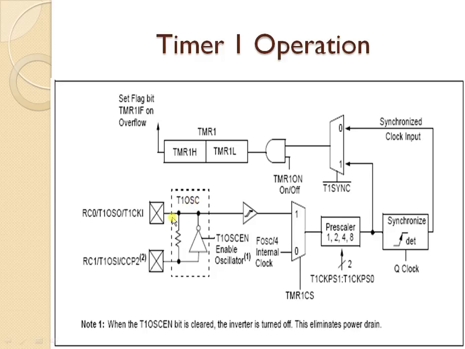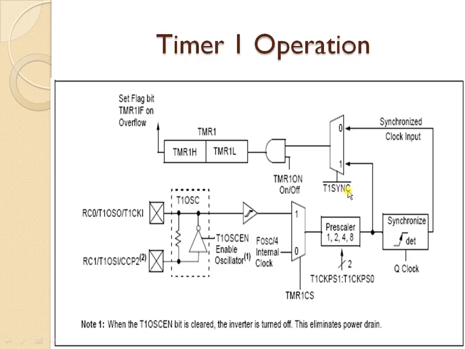If it is enabled, then it will get the clock source from the crystal oscillator. If it is disabled, then it will directly get the clock source from this T1CKI pin. Here you have prescaler bits by which you can divide the incoming clock by any one of these factors. Now it can be synchronized, or else we can go with the direct option, that is, no synchronization. That is selected with the help of this T1SYNC bar.